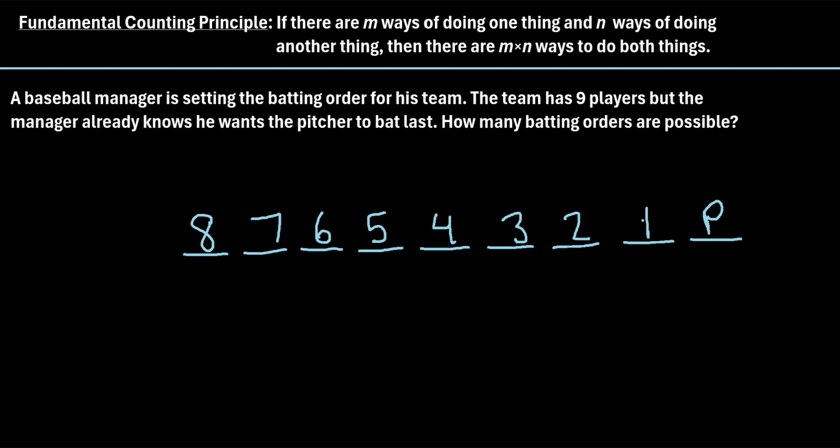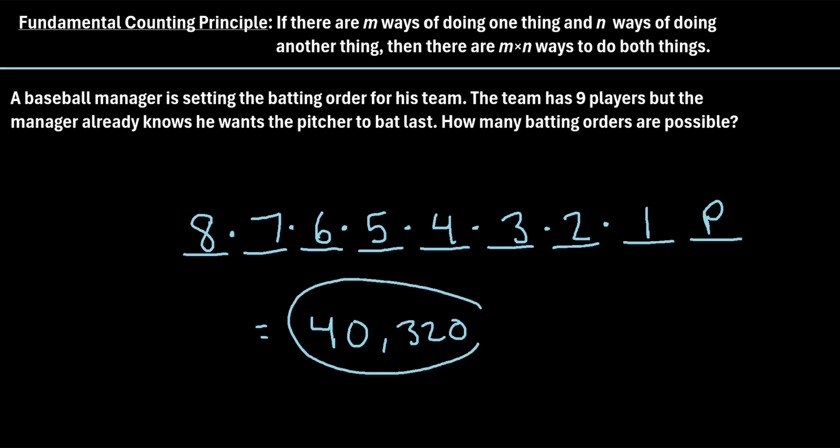So to find the possible number of batting orders, again, like the last example, we just have to multiply all of these values together, because this represents all the different ways that we could choose a batting order. So if we do 8 times 7 times 6 times 5 times 4 times 3 times 2 times 1, we get 40,320. That is the number of different batting orders that are possible given this scenario.